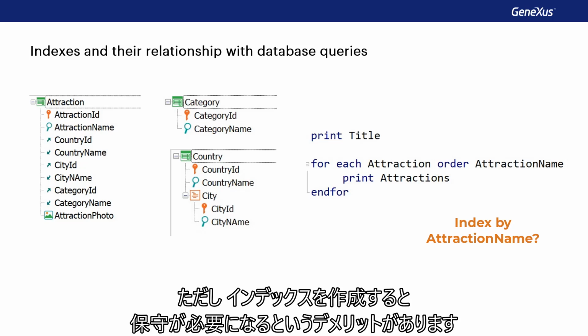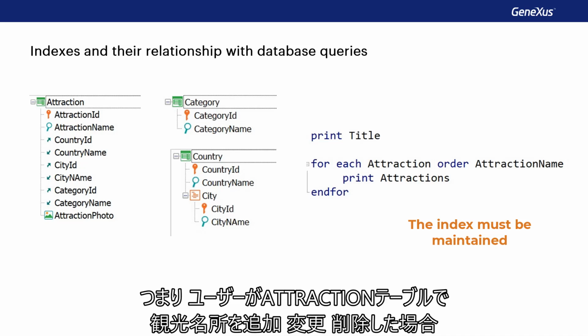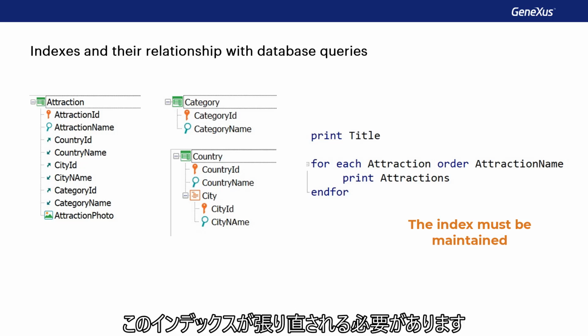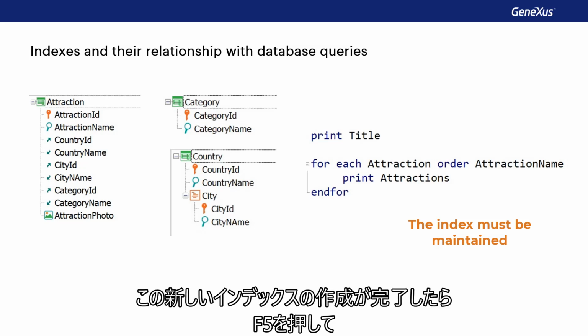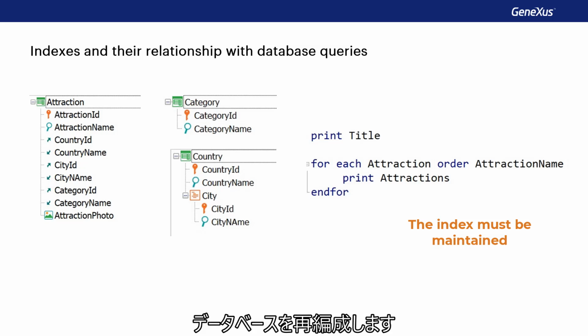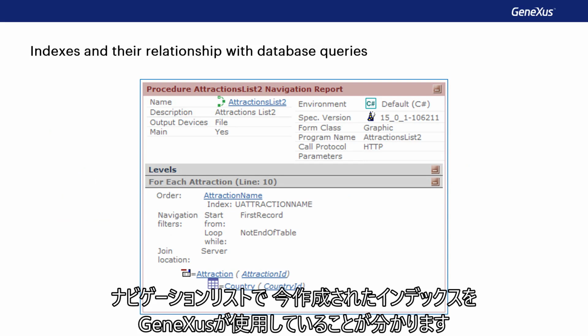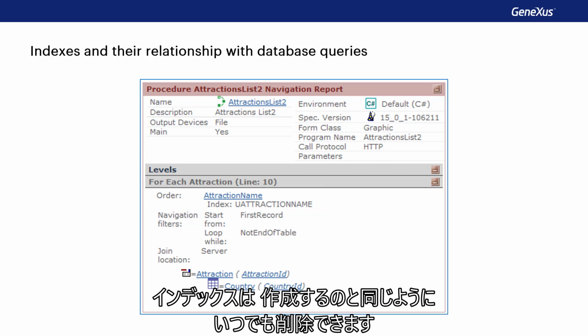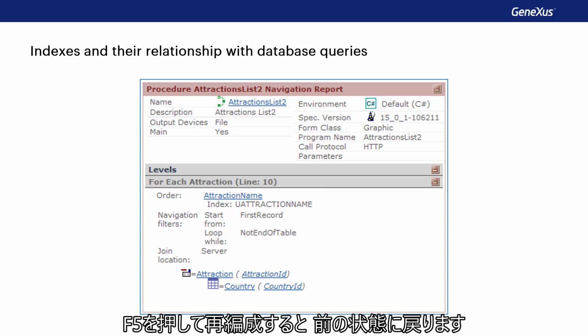However, the disadvantage of creating an index is that it must be maintained. That is, as users add, modify, and delete attractions from the attraction table, this index must be rearranged. Once we've done this, the database will be reorganized by pressing F5 to create this new index. Then, in the navigation list, we'll see that GeneXus will use that index that has just been created. It's worth mentioning that just as we create it, at any time we can delete an index, and by pressing F5 and reorganizing, we'll return to the previous status.